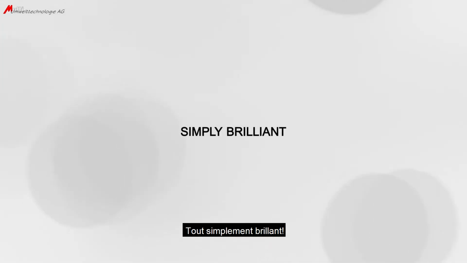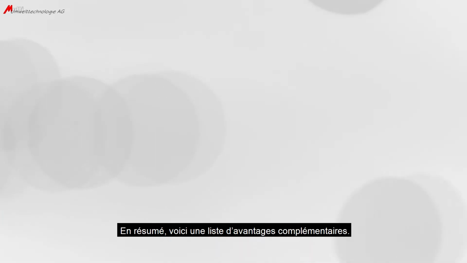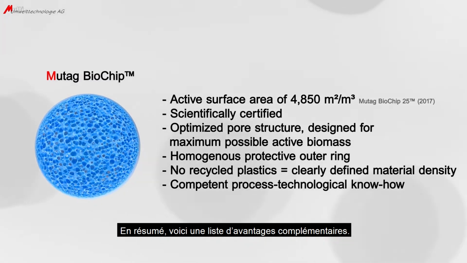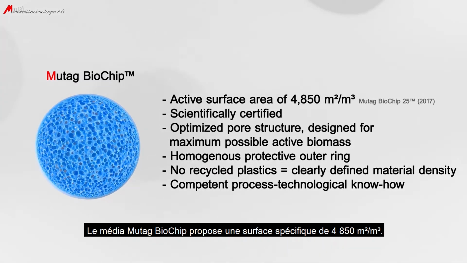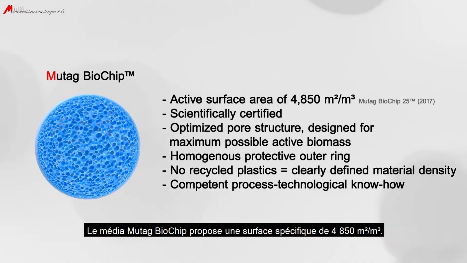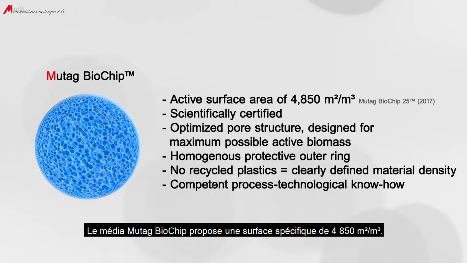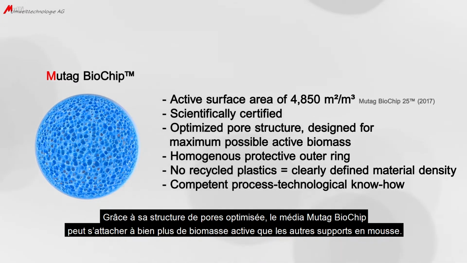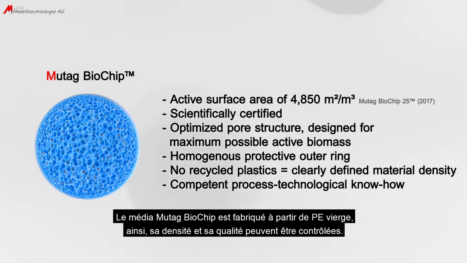Simply brilliant. To summarize, we would like to name some further advantages. The Mutag BioChip provides an active surface area of 4,850 square meters per cubic meter. Due to the optimized pore structure, the Mutag BioChip can attach a manifold of active biomass than other foamed carriers can. The Mutag BioChip is made from virgin PE, whereas its density and quality is controllable.